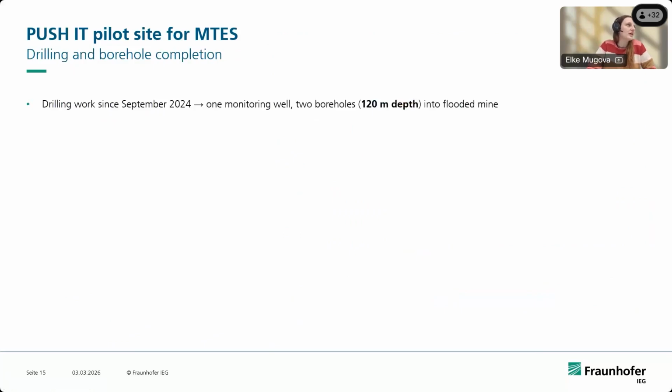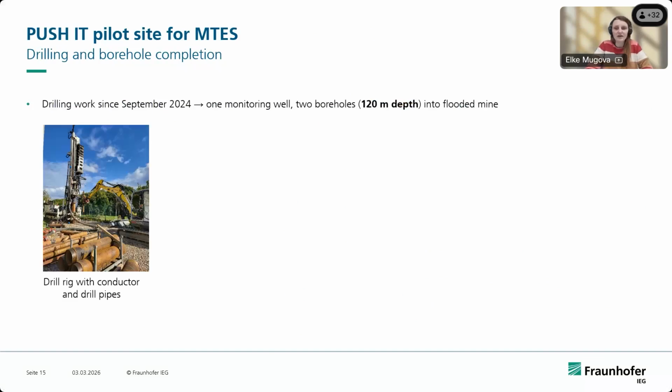Then the drilling work started in September, and we first drilled one monitoring well. We actually wanted to drill into the mine, but they didn't work quite well. So we decided, okay, the first one will be the monitoring well. And until now, we have two more boreholes, as I said, at 120 meters depth into the flooded mine, and have some pictures for you here.